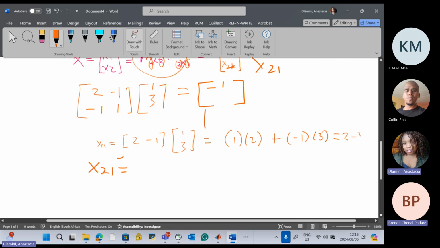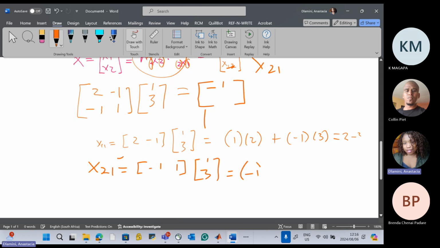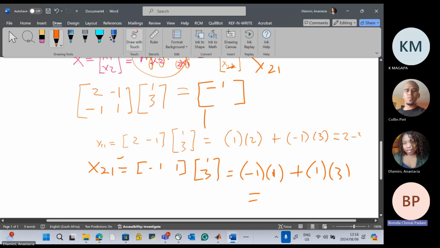So it's x2,1. This will be equal to 2, negative 1 times 1 and 3. So this is 1 times minus 1 plus 3 times 1, which is equal to 2. So meaning that the answer here is minus 1 and 2. Meaning our X is equal to minus 1 and 2.